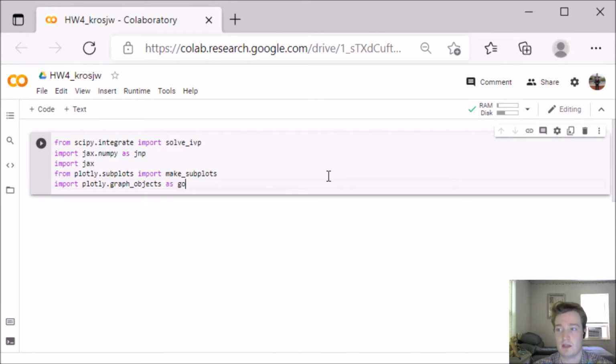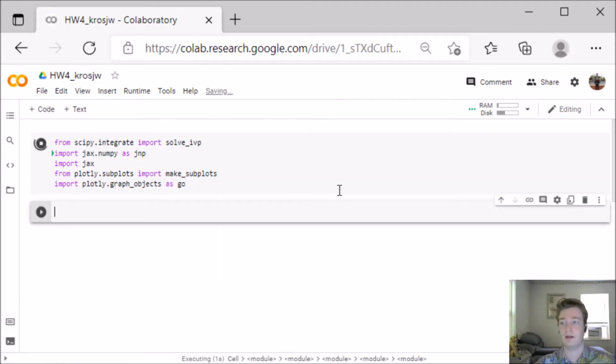So some of these imports, the scipy.integrate, we're going to use solve_ivp to actually solve our equations that we got in part 2. Jax and jax.numpy are two different imports made by Google to help with calculating derivatives a little easier. We're going to use make_subplots from Plotly to make our subplots. And then we're going to use plotly.graph_objects to help graph our objects in our plots. So shift enter to run everything. There it goes.